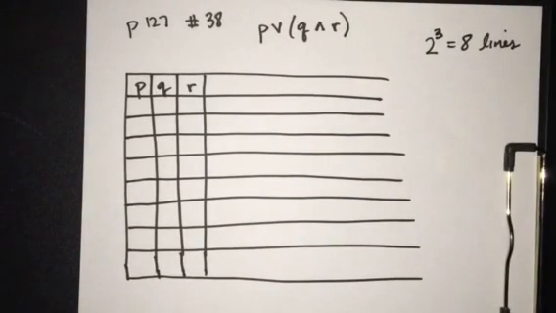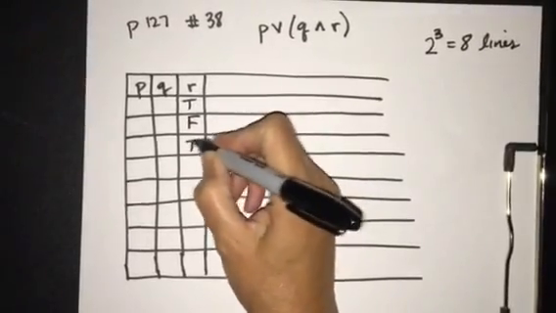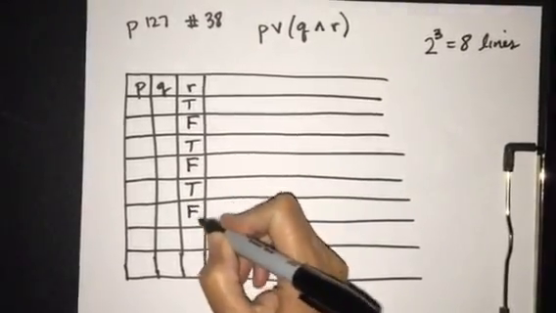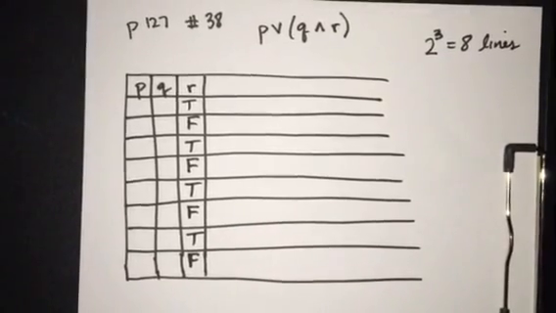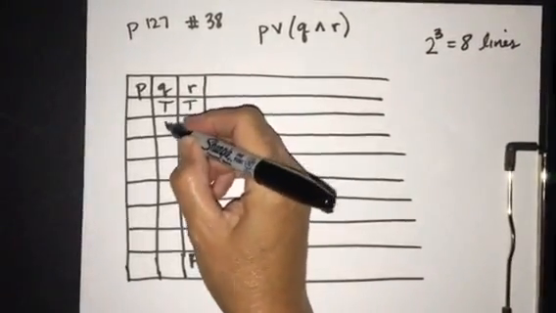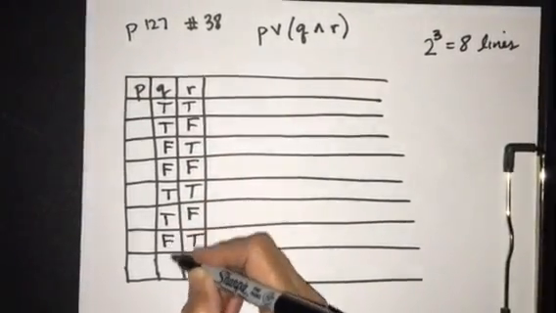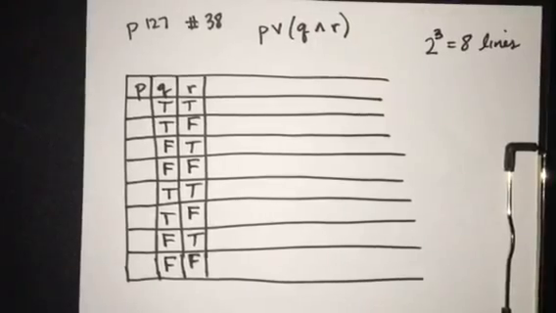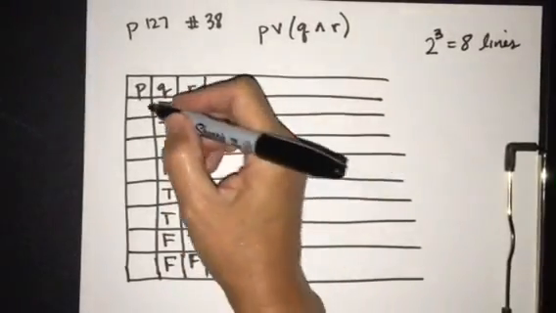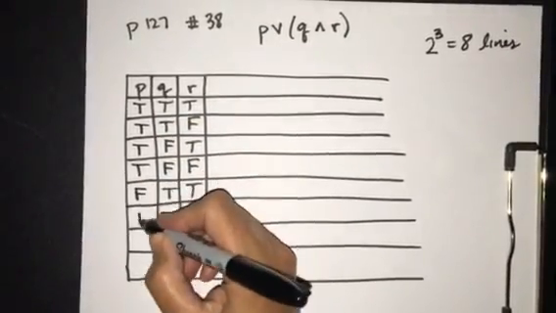I'm going to take the column that's the furthest in, the R column, and that's going to be my alternating column. TF, TF, TF, TF. And then for column Q, I'll do 2 T's and 2 F's. So T, T, F, F, T, T, F, F, all the way down the page. The first column, P, will be 4 T's and then 4 F's.